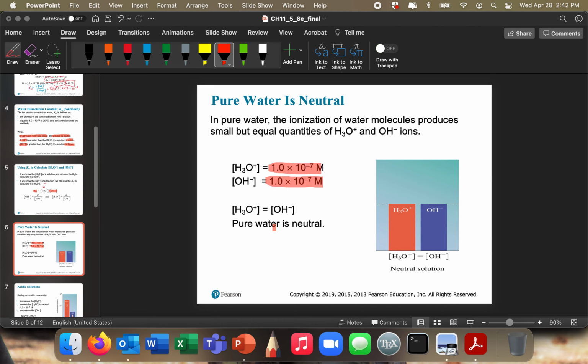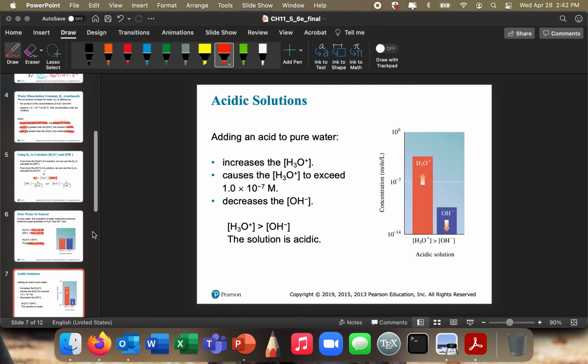If they're both 10 to the minus 7, then we say they're equal to each other, and we say that it is neutral, okay? If one of them is greater, looks like we've got an acidic solution here because the acid is in greater concentration, it's higher. If it's greater, then the hydronium ion concentration is going to be greater, right? That's if it's acidic. The concentration of H3O plus is going to be greater than that number, and it's going to decrease the hydroxide amount. And we would say that it's acidic.